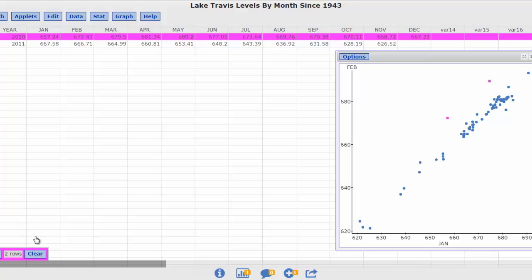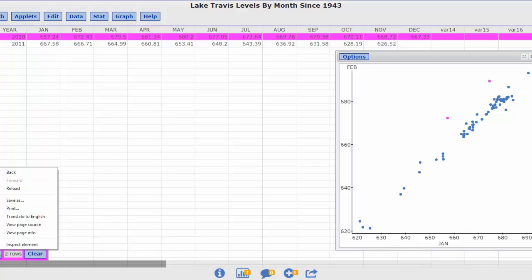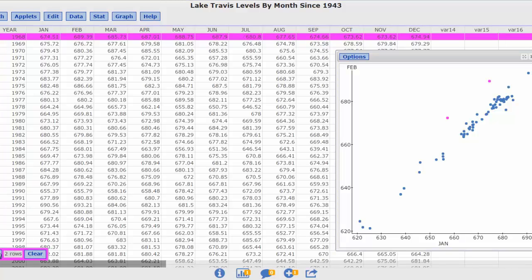It actually looks like a lot of the points outside the general cluster have that pattern, where it's low in January and higher in February. That probably has to do with weather patterns: some moisture, some rain comes in that raises the level a little in February. But overall, it's what we expected to see. It's a strong positive association, maybe with a couple of outliers that could impact things here.